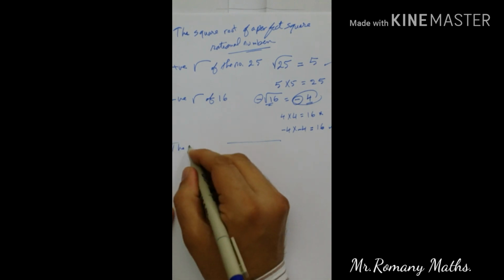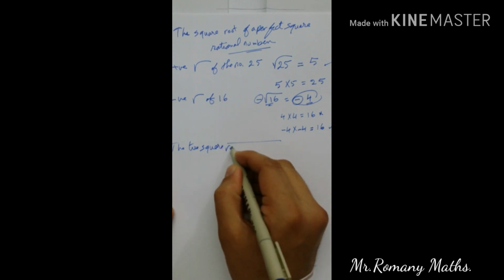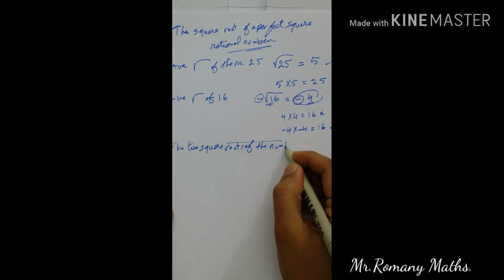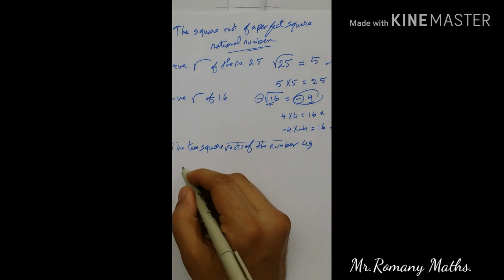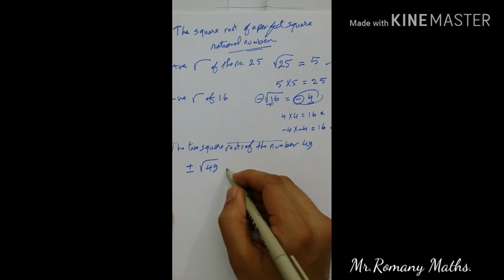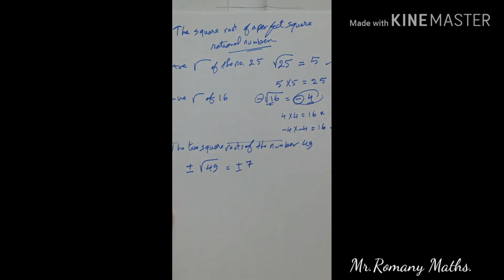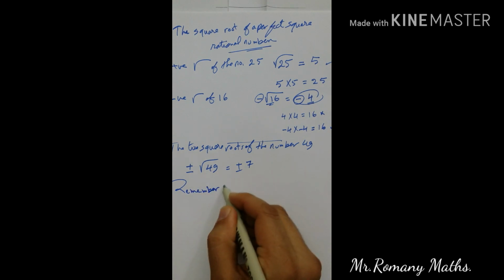Another question. The two square roots of the number 49. What is the number which if multiplied by itself you get 49? Positive or negative square root 49 equals positive or negative 7. Excellent. Remember that.